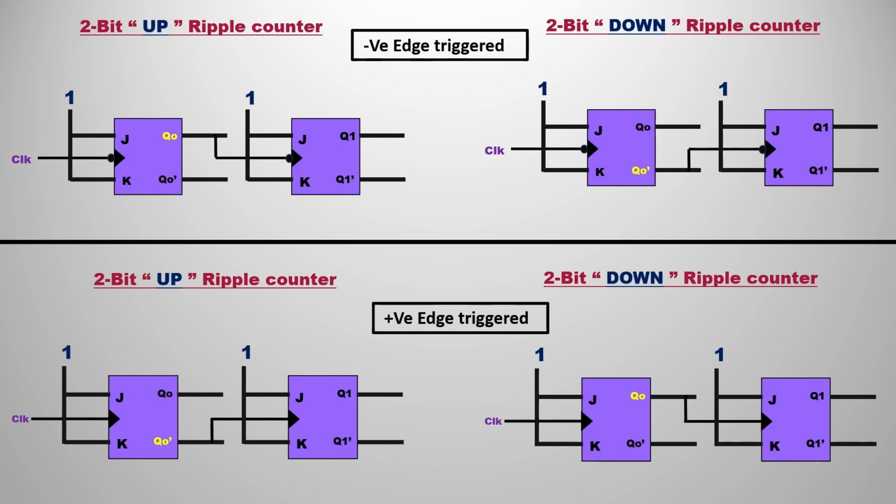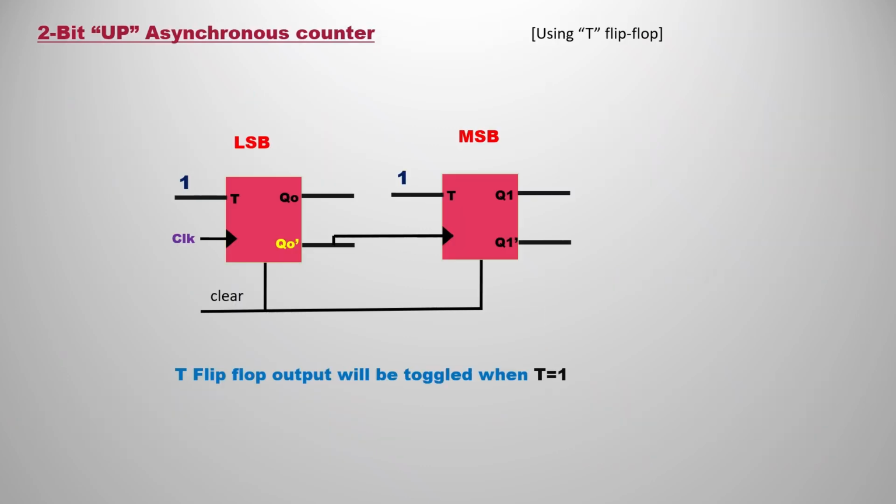So the change is in the clock, that's it. That is the main thing in asynchronous counters and synchronous counters. The position of the clock, or the positive or negative edge triggering, decides how the connection should be made. If you remember one thing, the remaining things will be very easy. So I always say that we can also implement with the help of T flip flop and D flip flop.